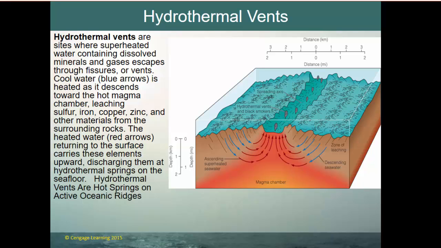Then as that water is heated, it becomes less dense and it bubbles up through the mid-ocean ridge, returning to the surface, carrying those elements upward and discharging them at the hydrothermal springs or the hydrothermal vents. So those hydrothermal vents right here in the center of that mid-ocean ridge are hot springs on active oceanic ridges.